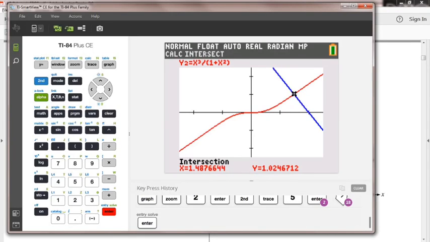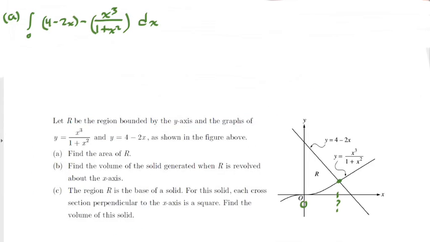So 1.48766644. I'm going to write that down. Boom, there it is. So I set it up. Now, since this is a calculator problem, let's just throw this inside of our calculator and get it done.